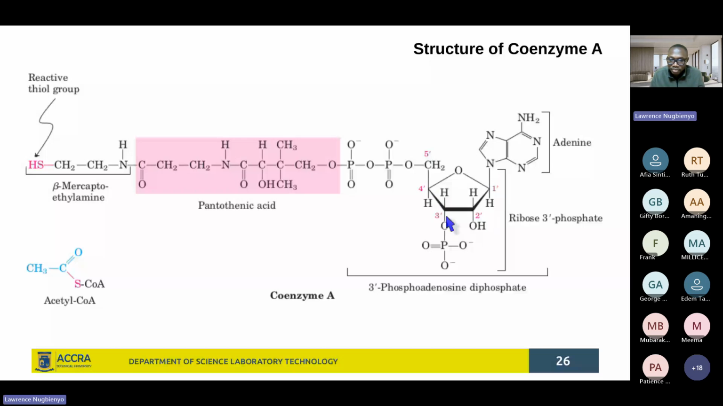So we see the nitrogenous base, adenine, which is bonded on that ribose 3-phosphate. See a phosphate group on carbon number 3 of the ribose, and two phosphate groups on that nucleotide. And here again, we see one of the vitamin B's, pantothenic acid. We saw pantothenic acid already. One of the vitamin B's, vitamin B5, which is shaded in pink.